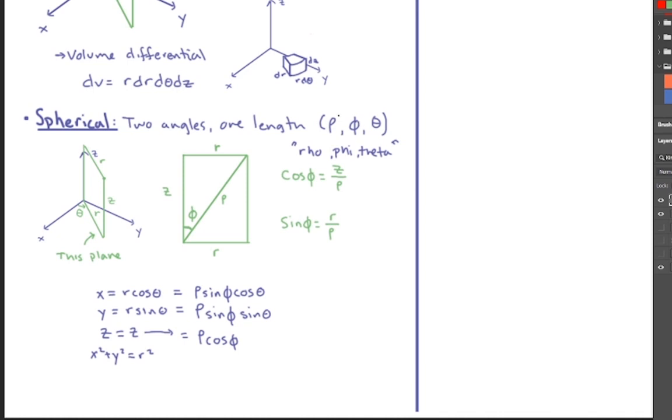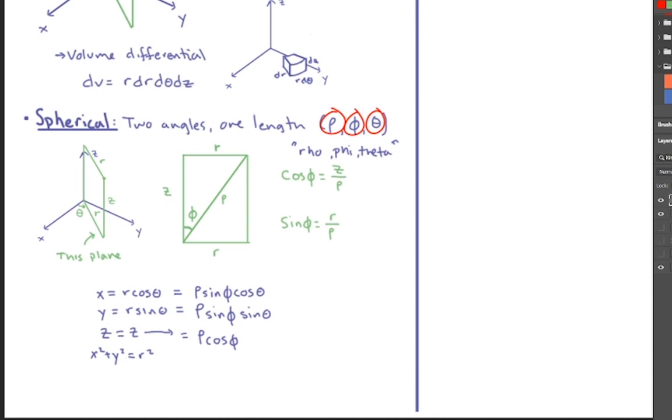How do we define these coordinates rho and phi and theta? So imagine that you are only in the plane that contains the z-axis that makes an angle theta with the x-axis. That's this plane right here. And I've copied that plane here so we can see it a little bit more clearly.